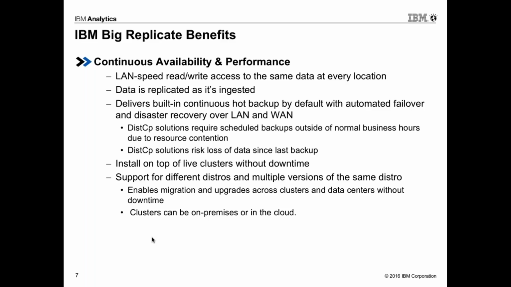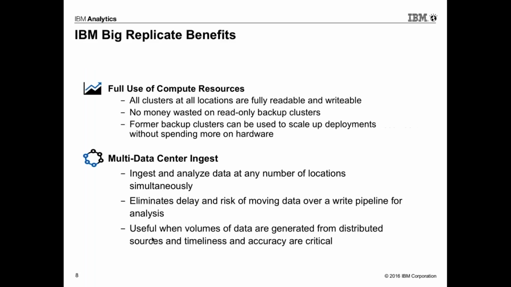We also have support for different distros and multiple versions of the same distribution OS. So it enables migration and upgrades across clusters. Let's say there is an upgrade, then without any downtime we would be able to perform that upgrade. If a newer version of Big Replicate is announced, Big Replicate claims they would do the upgrade without any downtime, which is a very good benefit. Clusters can be on-prem or in cloud, so companies that want clusters installed on-prem are also able to use the technology.